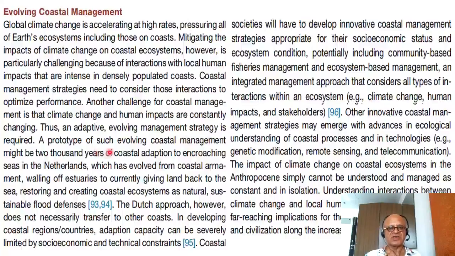Adaptive management is always critical. It has to make plans, develop strategies, find funding, and then evolve based on the outcomes. A prototype of such evolving coastal management might be 2,000 years of coastal adaptation to encroaching seas in Netherlands, which has evolved from coastal armament, walling off of estuaries, to currently giving land back to the sea, restoring and creating coastal ecosystems as natural, sustainable flood defenses. Netherlands has reduced the flood risk almost to zero and has informed people and firms about what residual risk they are not protected against and how they have to protect themselves with insurance and other tools. But this is possible for a small rich country and not possible for everybody. The Dutch approach, however, does not necessarily transfer to other coasts.